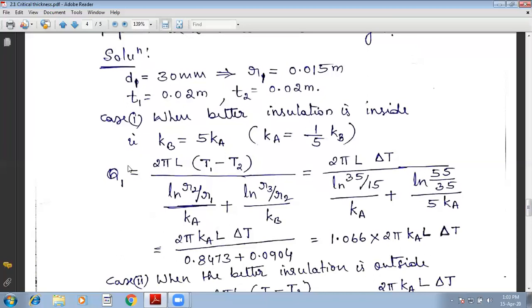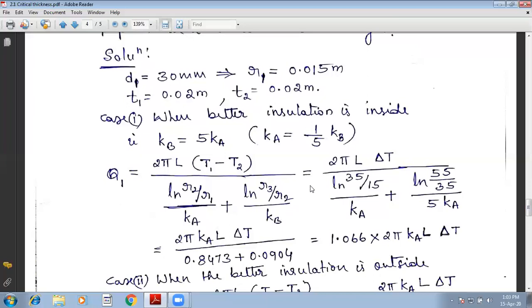Now, Q is equals to 2 pi L into change in temperature divided by ln R2 by R1 divided by Ka, because we have considered Ka as the better insulation, and when better insulation is inside corresponding to R2 and R1, I should consider Ka. Similarly, the next inferior insulation is above this layer, so ln of R3 by R2 divided by Kb.